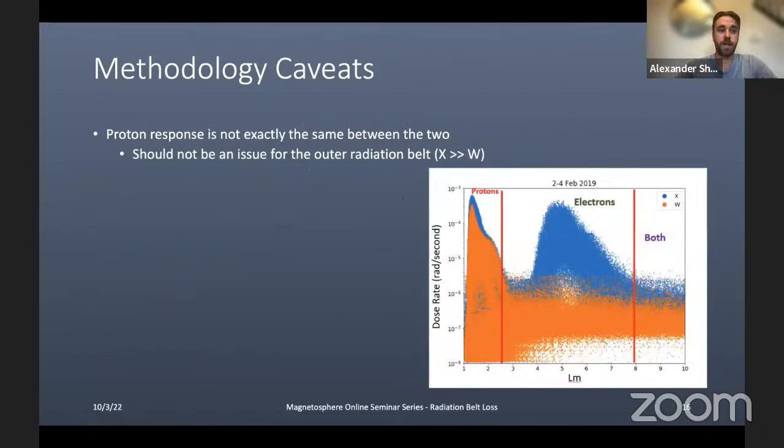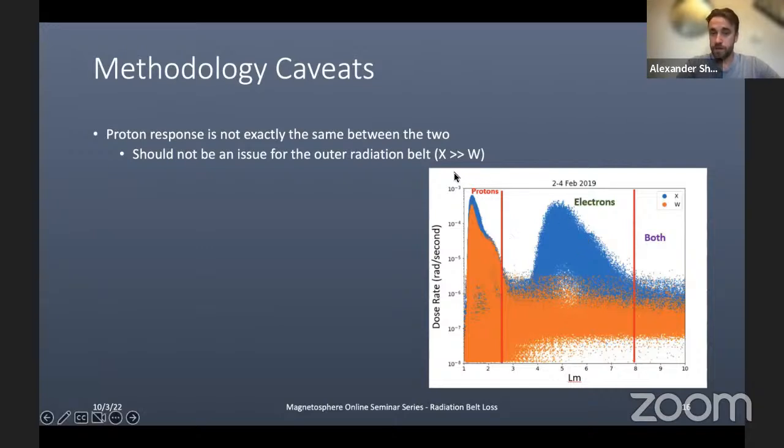So some methodology caveats. The proton response is not exactly the same between the two. I think actually their X measures a slightly larger integral energy channel than W, and so you may have a slight overestimation of the electron dose rate. That shouldn't matter for a couple of reasons. One is we're not concerned about the true dose rate, more about the spatial variability. And in the outer radiation belt, X is orders of magnitude larger than W.